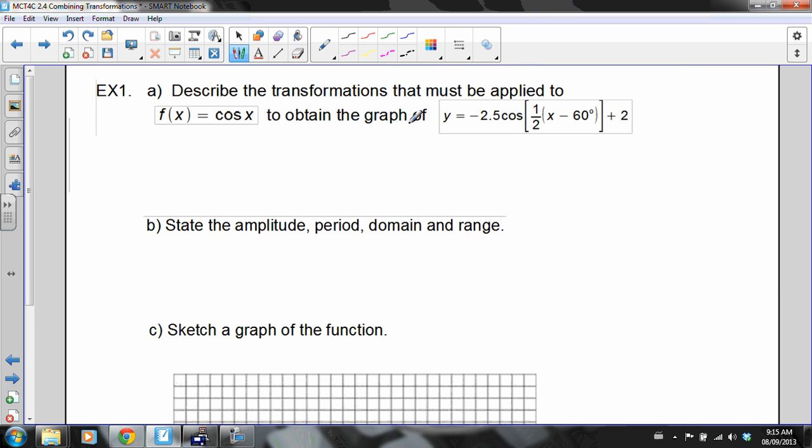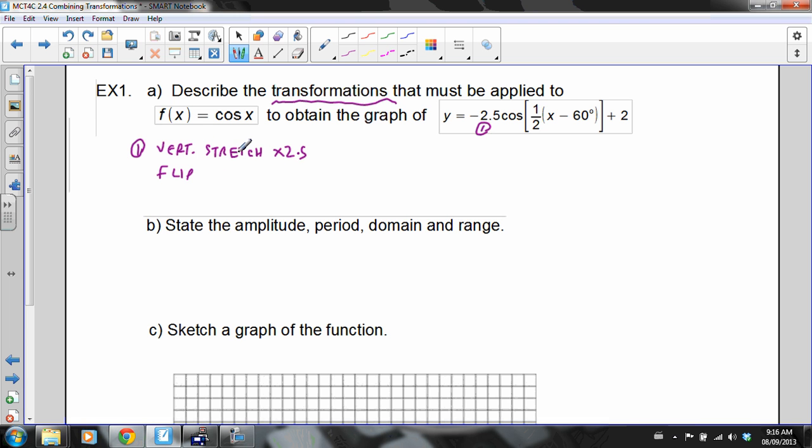Describe the transformations that must be applied to this, and we see we got a whole bunch of stuff. When we're talking about transformations, we're talking about stretches and squishes and moves left and right and all those things. So I'm just going to list them here. We know it's a vertical stretch. And it would be a squish if it's less than 1, right? If this is a fraction, it's a vertical squish. Vertical stretch factor 2.5. Now, since it's negative, it's also a flip, or the fancy math word would be a reflection.